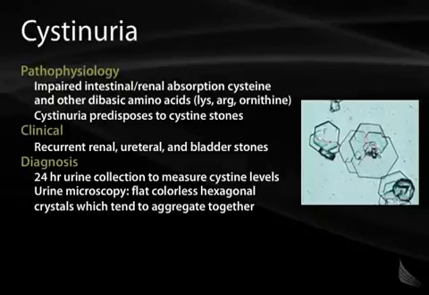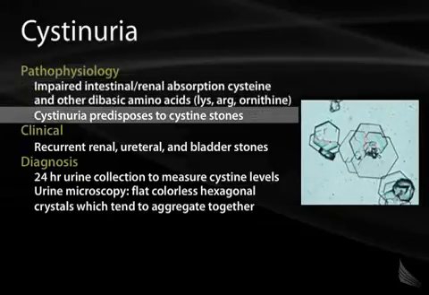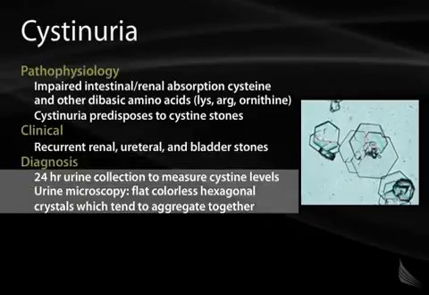Cystinuria is also a defect of amino acid transport. There is both impaired intestinal and renal absorption of cysteine and other dibasic amino acids. The cysteine concentration in the urine predisposes to the formation of cysteine stones, which is the primary clinical manifestation of cystinuria. The diagnosis is made by urine microscopy, which shows these flat, colorless hexagonal crystals shown in this picture, which tend to aggregate together. The diagnosis is then confirmed by a 24-hour urine collection to measure cysteine levels, which will be much, much higher than what should be expected.